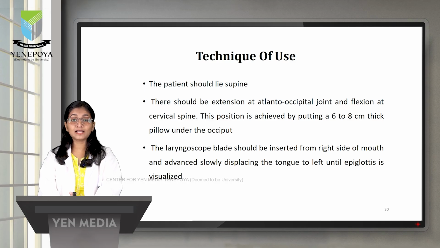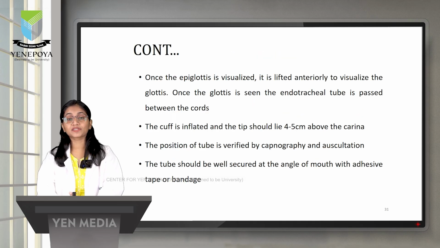The second step is laryngoscopy. So a laryngoscope blade we have to hold in the non-dominant hand and insert the blade in the right side of the mouth, displacing the tongue to the left in order to visualize the epiglottis. Once the epiglottis is visualized, we have to lift the epiglottis with the tip of the blade anteriorly to visualize the glottis. Once the glottis is visualized, we have to take an appropriately sized endotracheal tube and pass it through the vocal cords into the trachea.